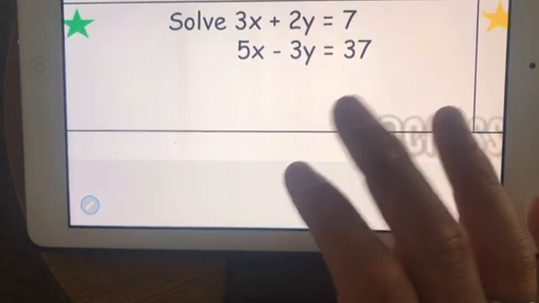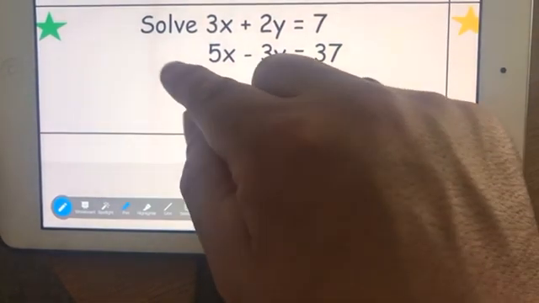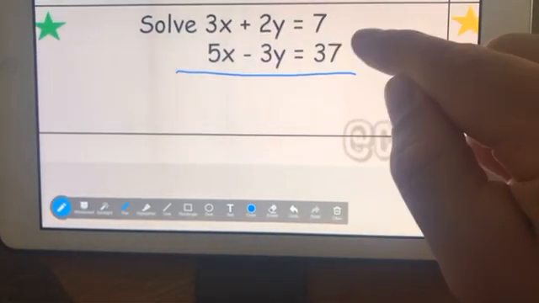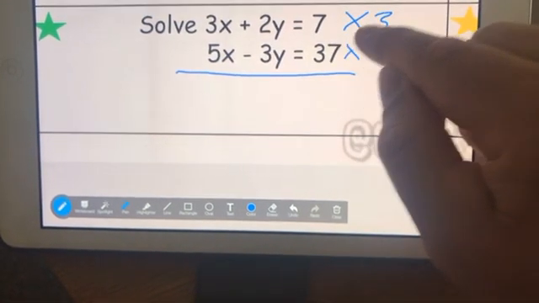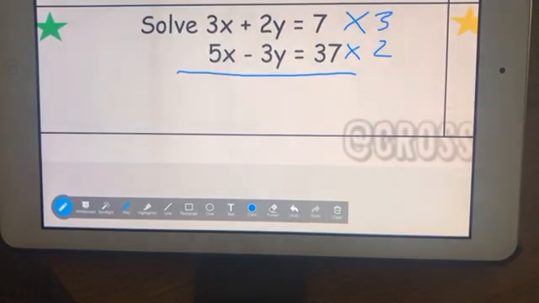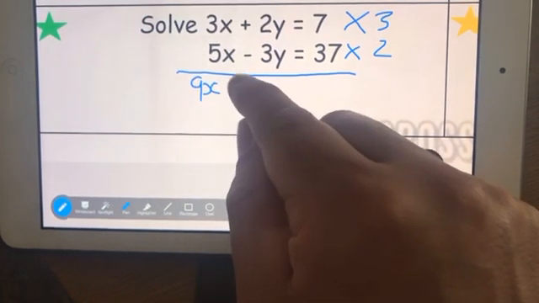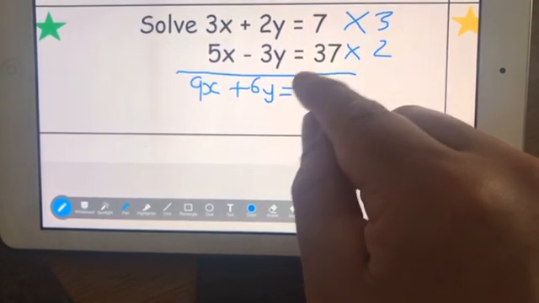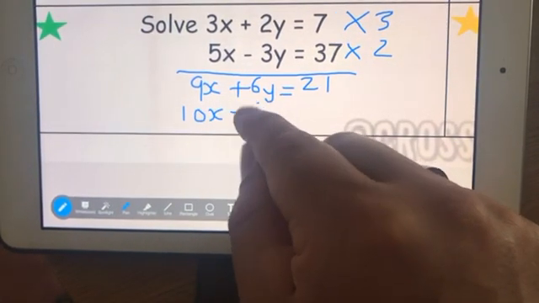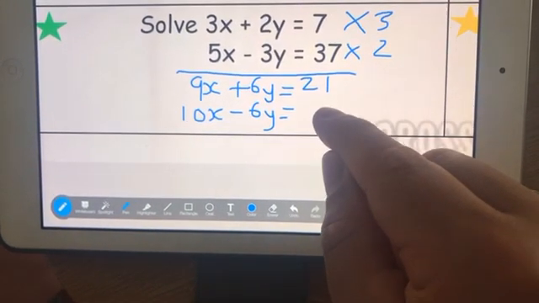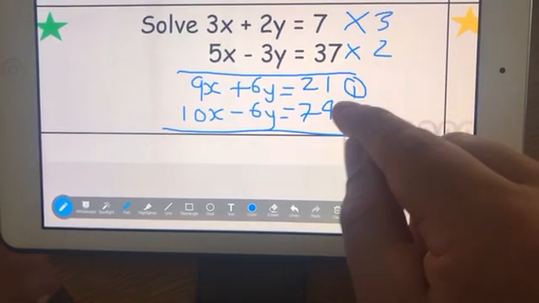Bit of simultaneous equations. Again, I'm going to go through this in detail today, so don't worry if you don't quite understand this, okay? I've got to make the y's the same. At the moment they're different, so I'm going to times them both by different numbers to make them exactly the same number. I'm going to turn them both into a 6, so I'm going to times the top by 3, and I'm going to times the bottom by 2. Remember to times every single thing on the top by 3. If I times the 3 by 3, I end up with 9x, plus 6y, plus 21. Then I times the bottom by 2, I end up with 10x, take away 6y, 37 times 2 is 74. Once I'm there now, I'm going to call that equation 1, I'm going to call that equation 2.